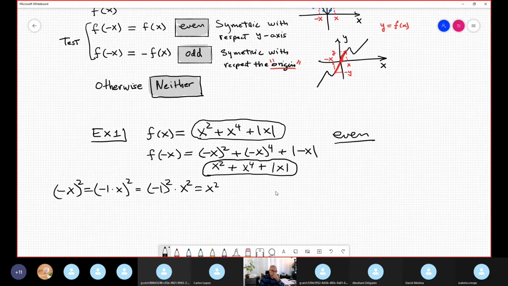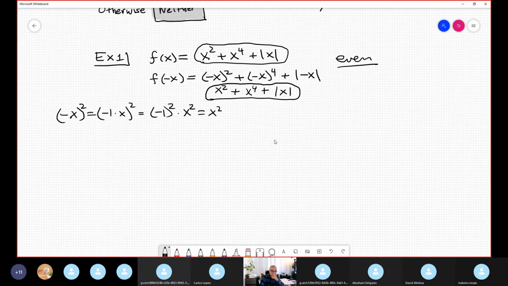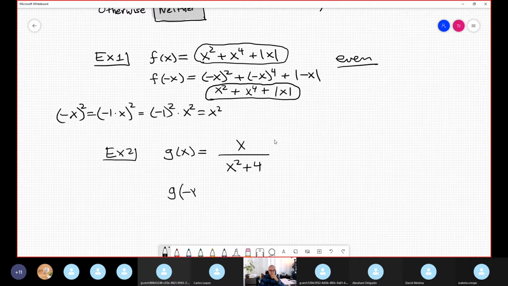Good. One more example. Example 2. Suppose the function g is equal to x over x squared plus 4. I want to test the symmetry. Okay, let's do it. You replace x for negative x.